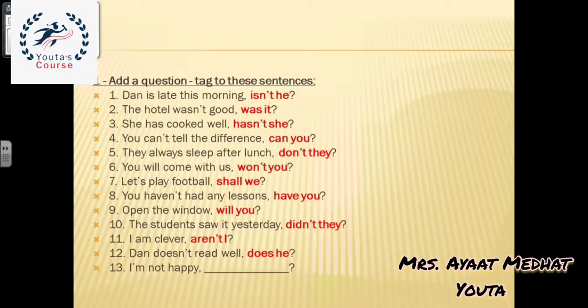And the last one here, I'm not happy. I am not. Here, it's in the negative form, so it must be in the affirmative form. Am I? Don't say are I. No. We used only aren't I in the affirmative case. But here it's negative, so I can simply say am I?